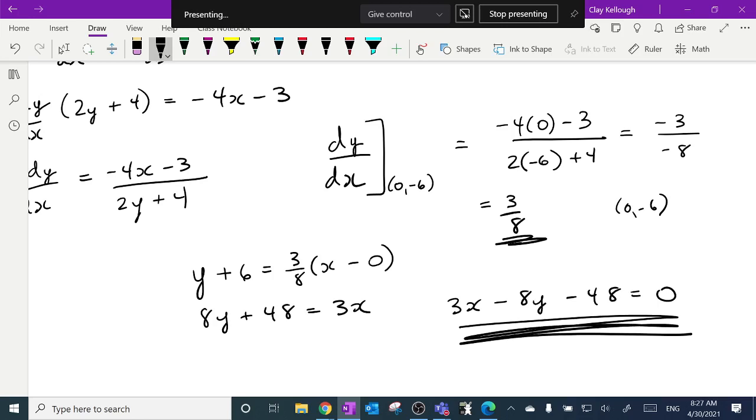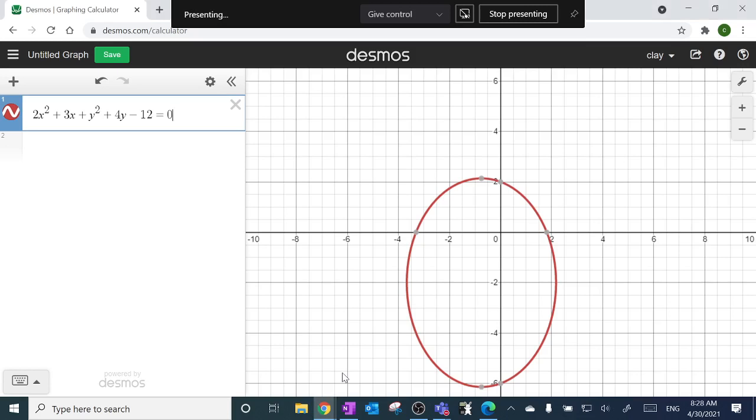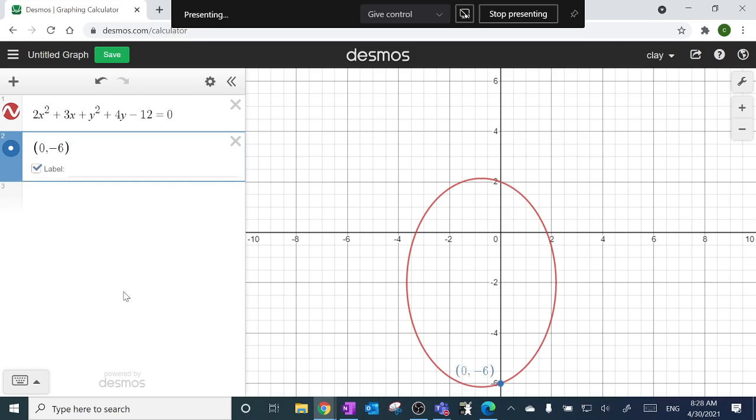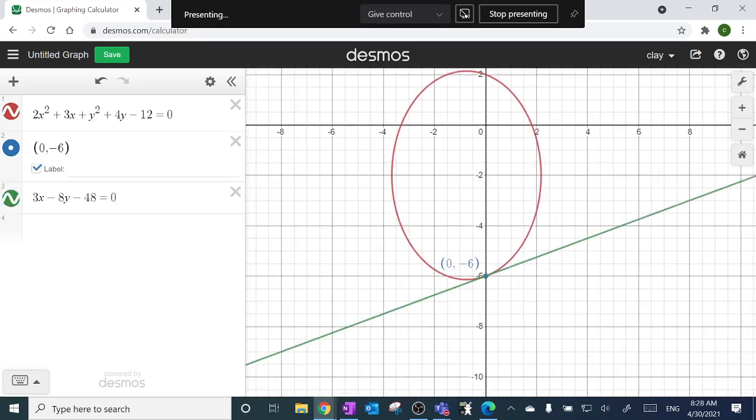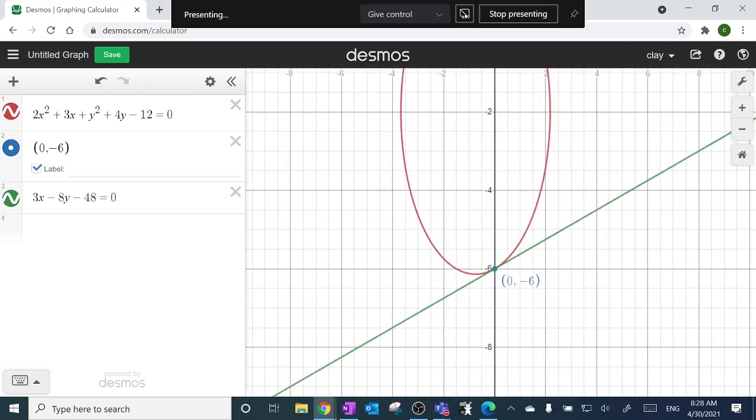All right, let's see if we got that right by looking at it in Desmos. So here's the ellipse, and we know that we have the point (0, -6), which we could label if you want. There we go. And now I have the equation, what did I say it was? 3x minus 8y minus 48 equals 0. And it looks pretty good. That definitely looks like a tangent. Sometimes you want to zoom in, oops, that wasn't what I was trying to do. I was trying to zoom in.